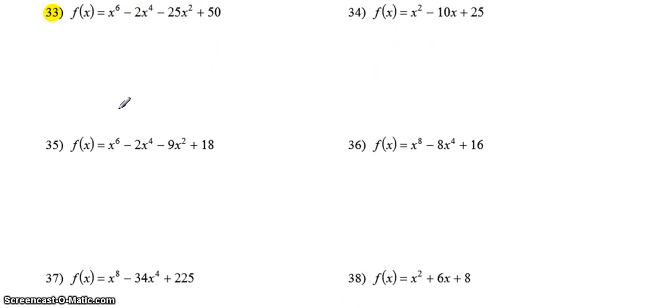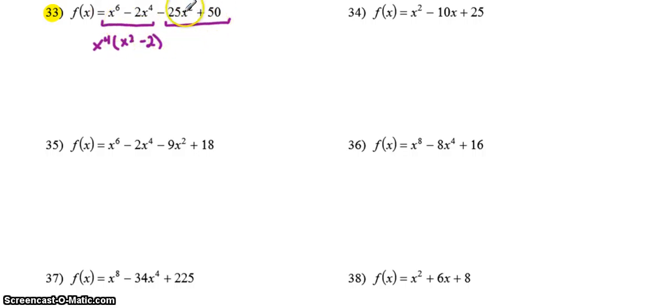Let's next take a look at problem 33. In 33, I have four terms: x to the sixth minus 2x to the fourth minus 25x squared plus 50, which means that I should probably start looking for something like factor by grouping. So if I group these first two terms together and these last two terms together, the first terms share a common factor. They both have a factor of x to the fourth. So if I divide that factor out, I'm left with x squared minus 2.